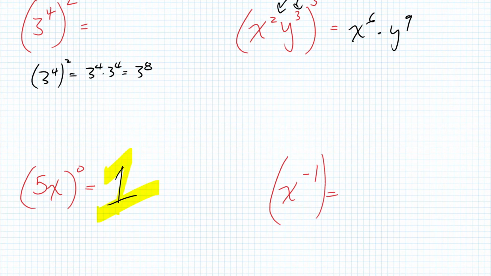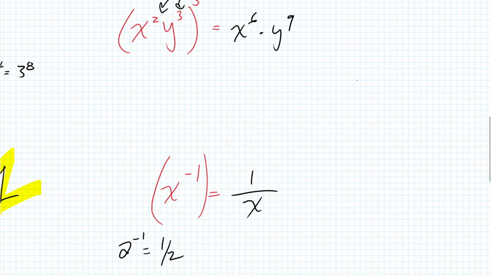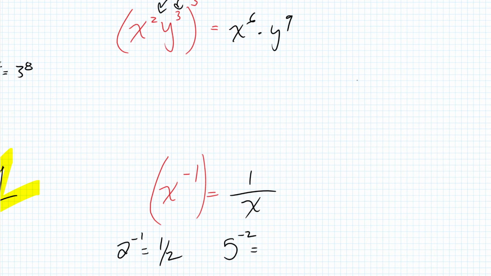And anything raised to a negative power is not going to be negative, it's going to be a fraction. So when I have x to the negative 1, I get 1 over x. If I have 2 to the negative 1, I get 1 over 2. If I have 5 to the negative 2, I get 1 over 5 squared, which is 1 over 25. If I have 2 to the negative 3, it's going to be 1 over 8.